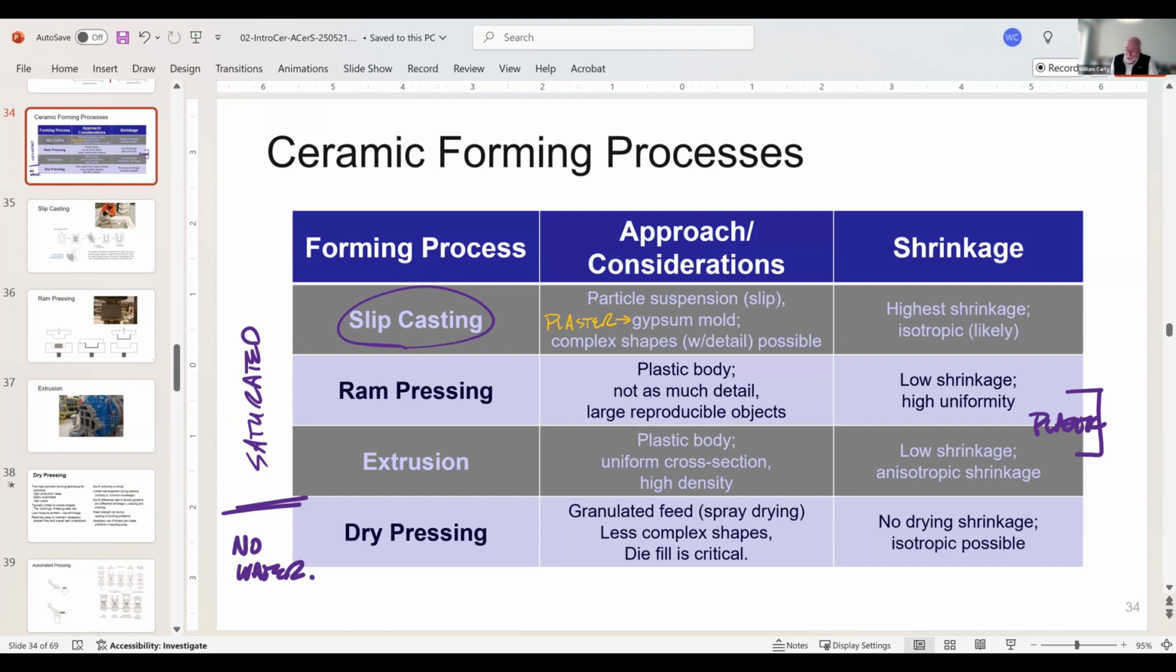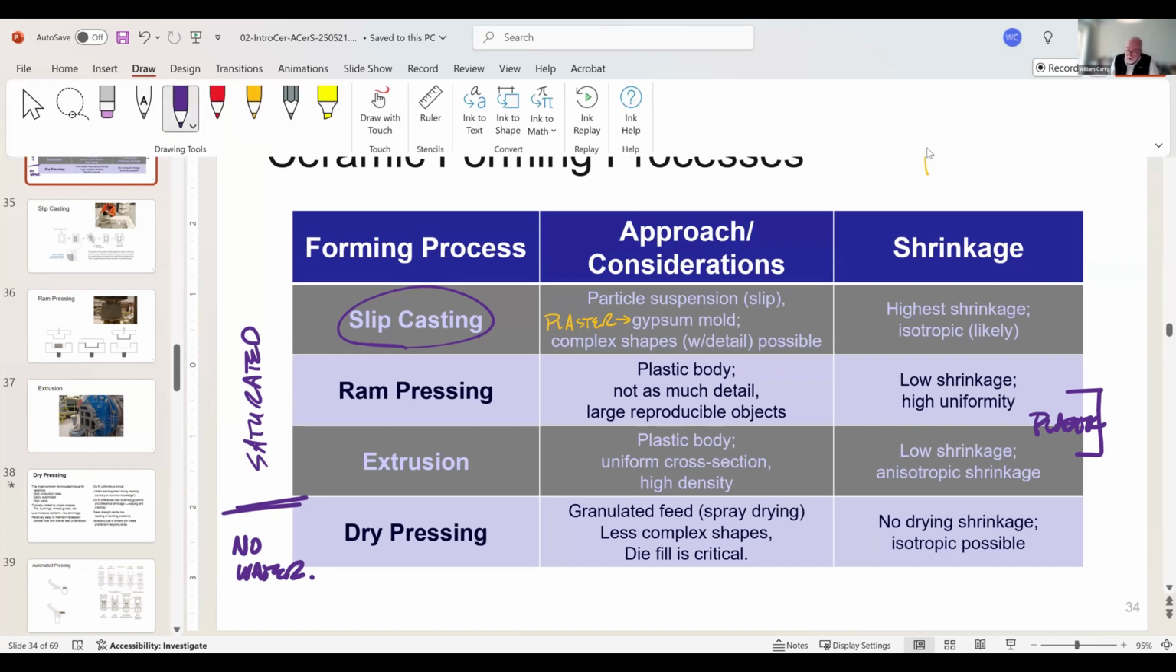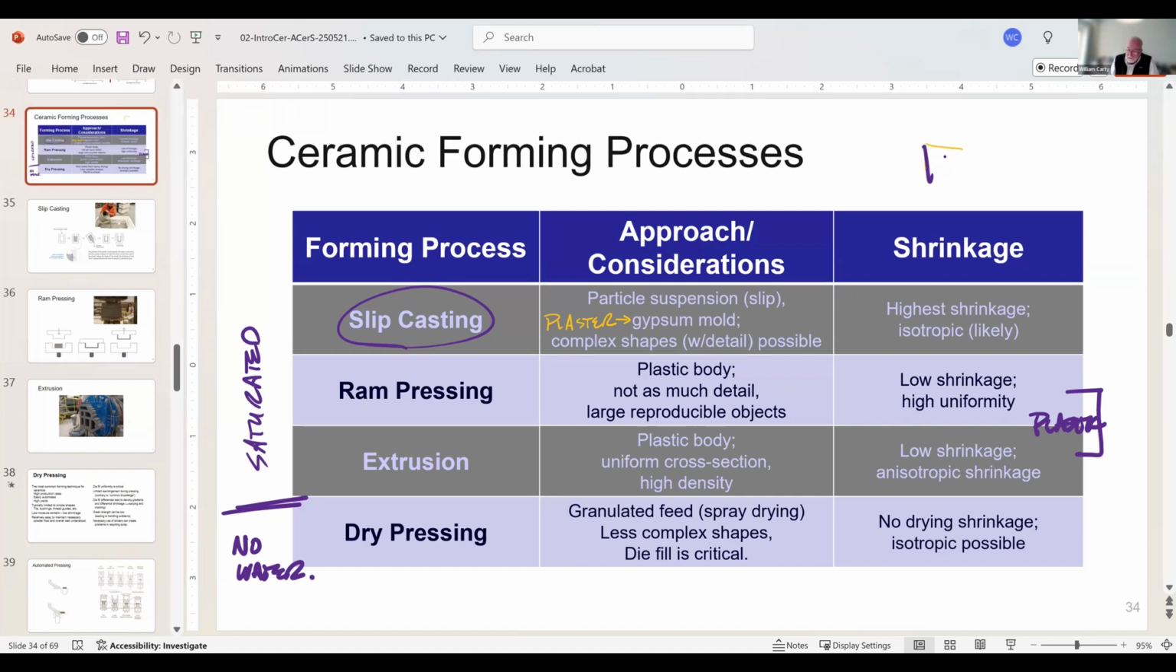So if I were to take, for sake of argument, something like a cube, like this, or a rectangular cross-section piece, the shrinkage in all directions is going to be roughly the same. That's isotropic. If it's anisotropic, it might be much more in one direction than in another. And so usually slip casting gives me isotropic shrinkage.